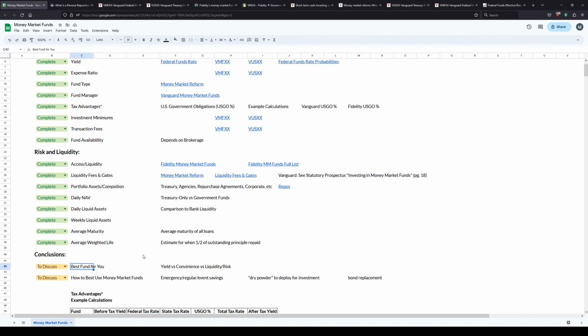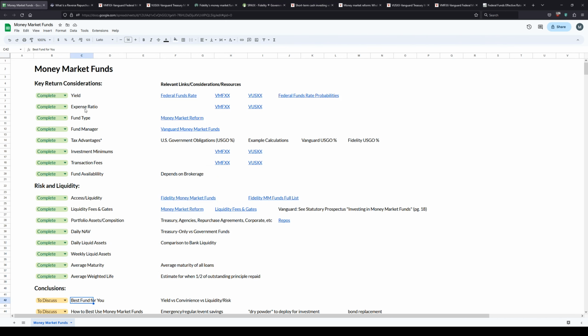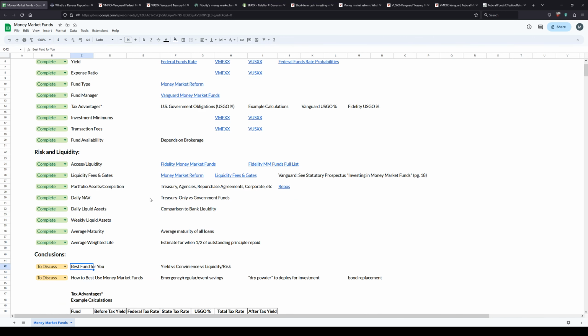So now we've been through almost all of the aspects of money market funds, so you should have a pretty good understanding already about what to look for in money market funds, what to look for from a benefit perspective, and also what to look for and potentially avoid from a risk and liquidity perspective. So at this point, we can figure out how to find the best fund for you, and that really comes down to a few factors. One of them obviously is yield. You want to have the highest yield possible for, all else equal, the same risk.